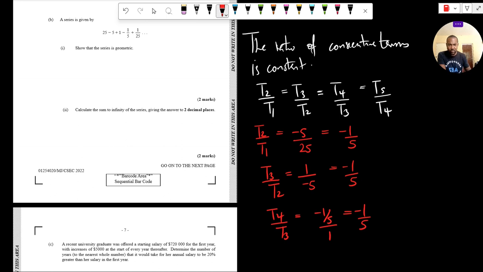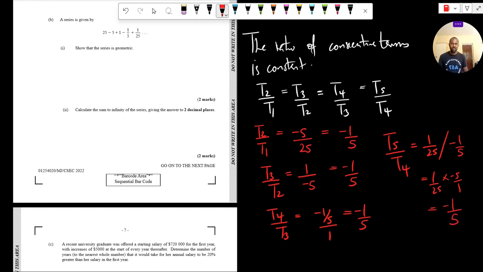And let's do it one last time. Let's do t5 divided by t4. So t5 divided by t4 is equal to 1 over 25 divided by minus 1 over 5, which of course gives us 1 over 25 times minus 5 over 1, which gives us minus 1/5. And so here we have that the ratio of consecutive terms is constant and equal to minus 1/5, and therefore the series is geometric, right?